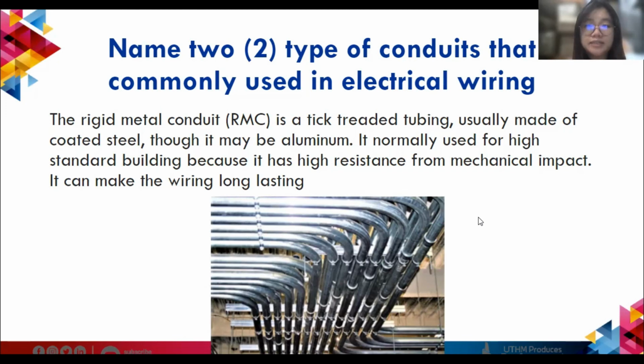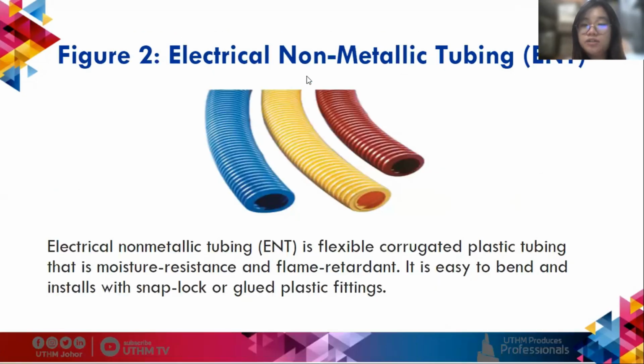The next type is electrical non-metallic tubing, ENT. It is a flexible corrugated plastic tubing that is moisture resistant and flame retardant. It is easy to bend and install with snap lock or glued plastic fittings.